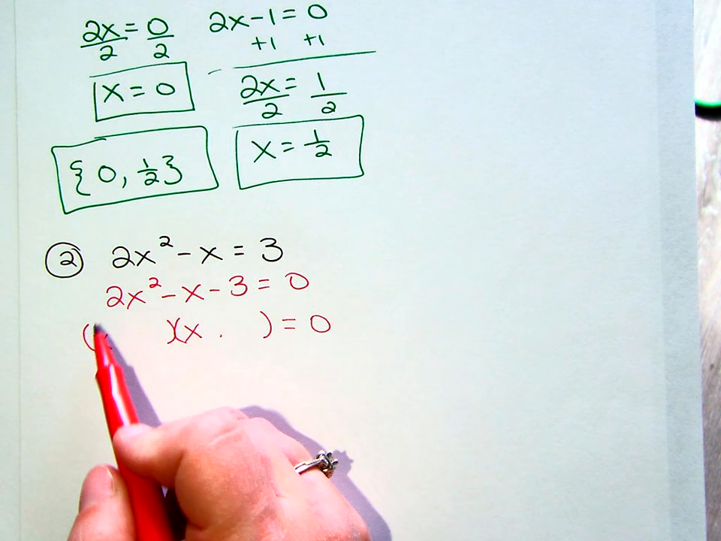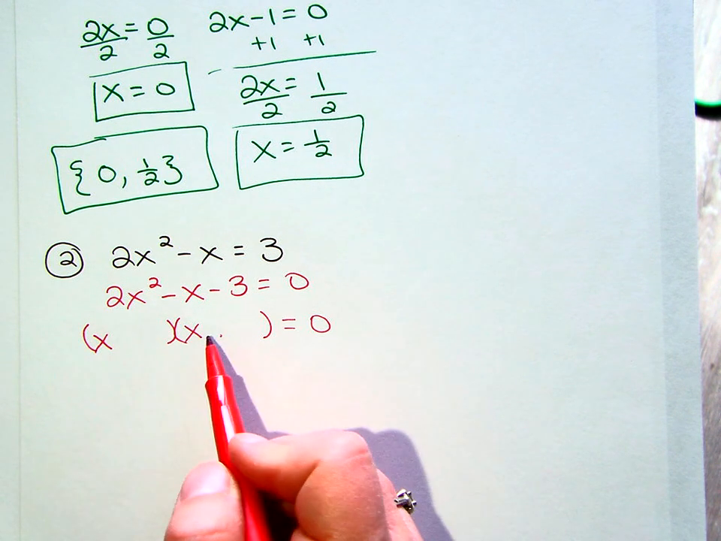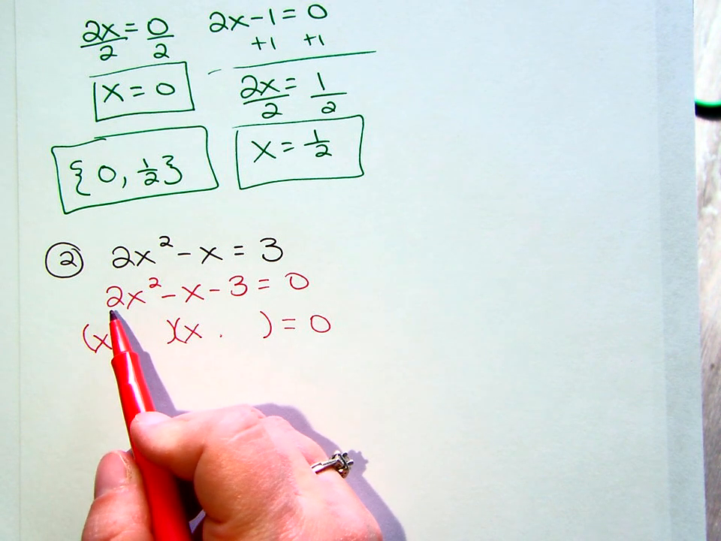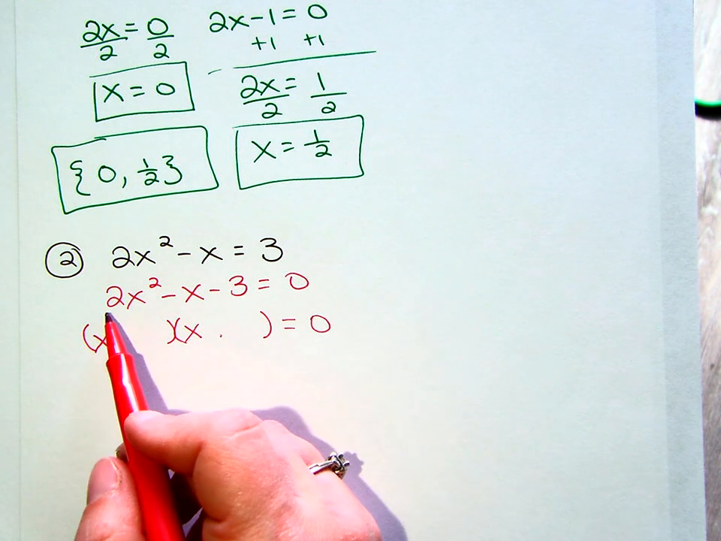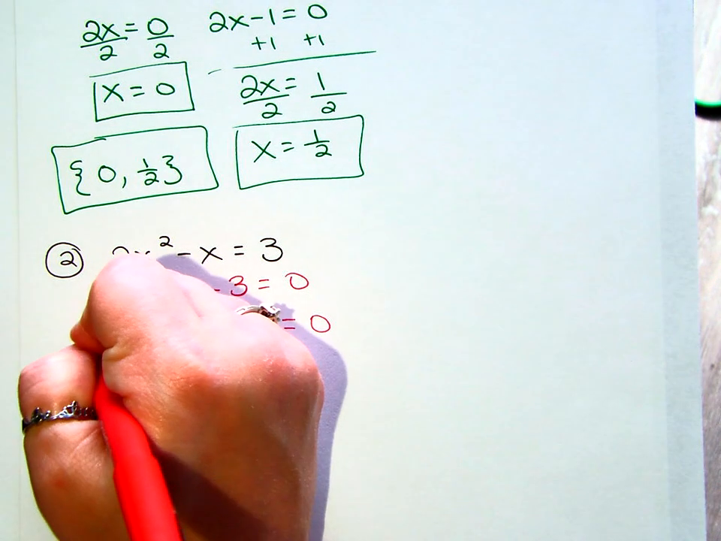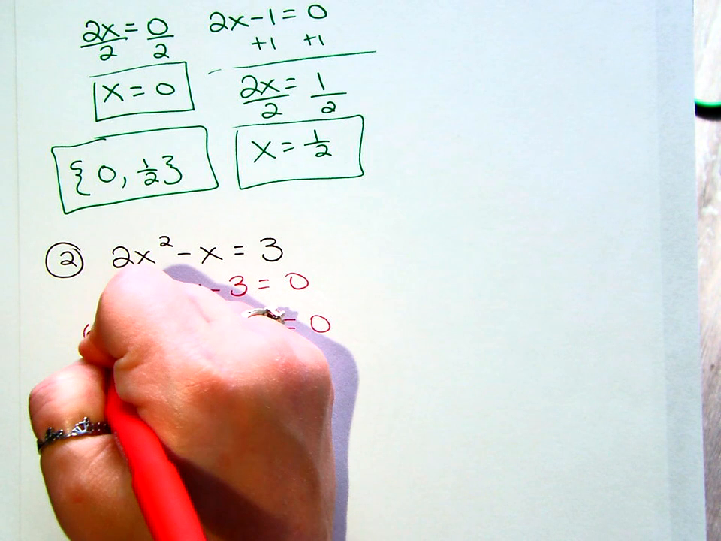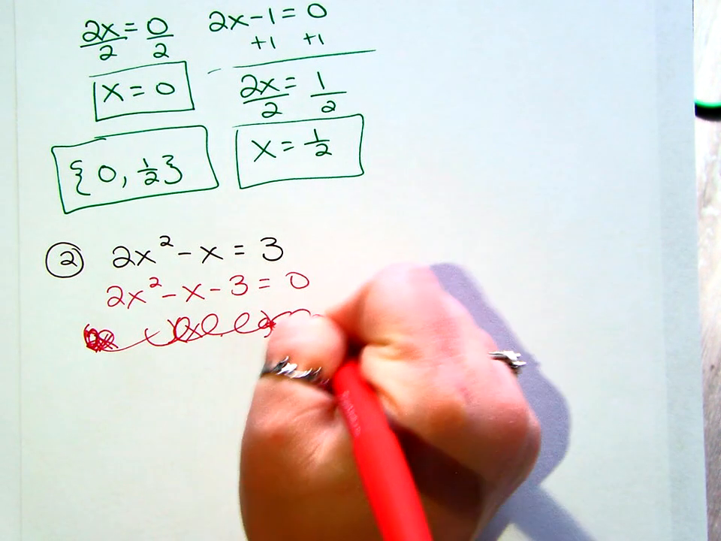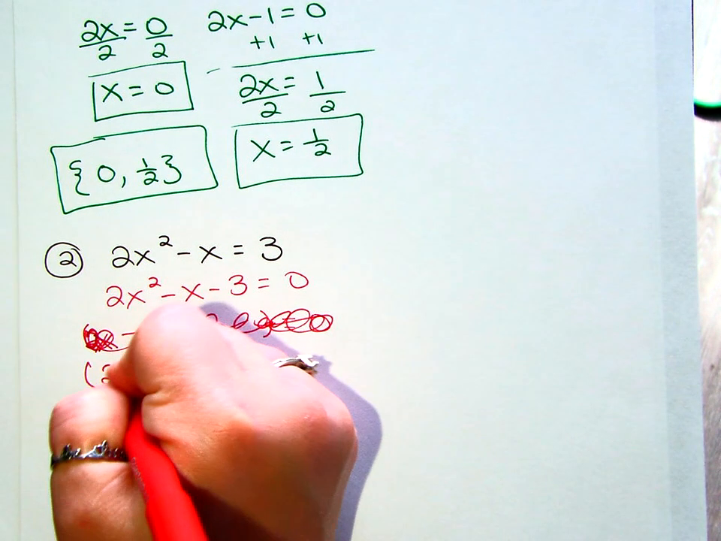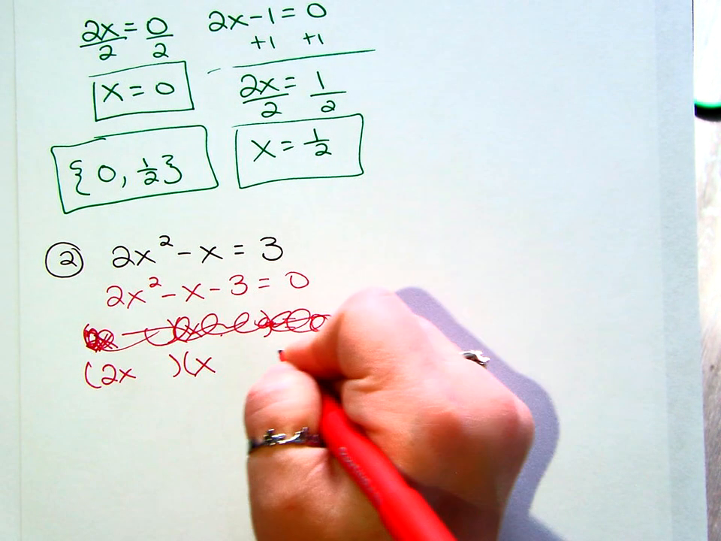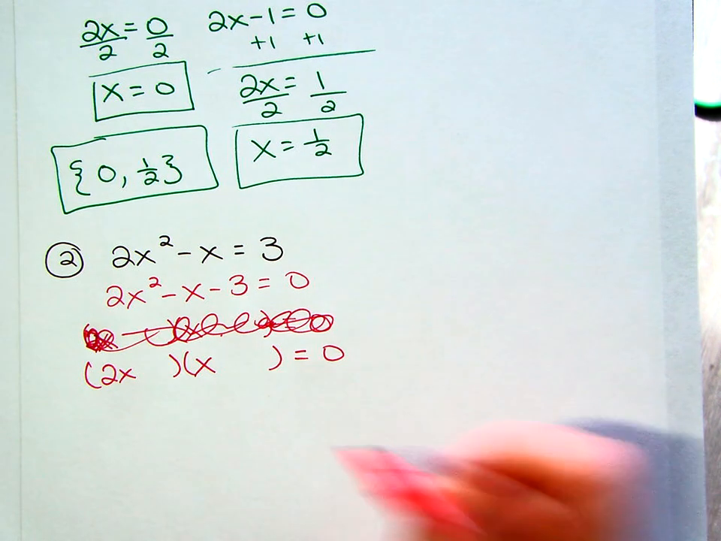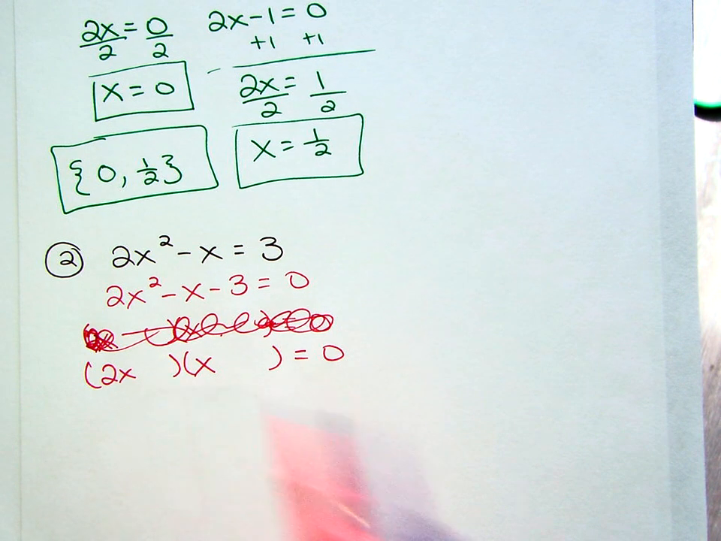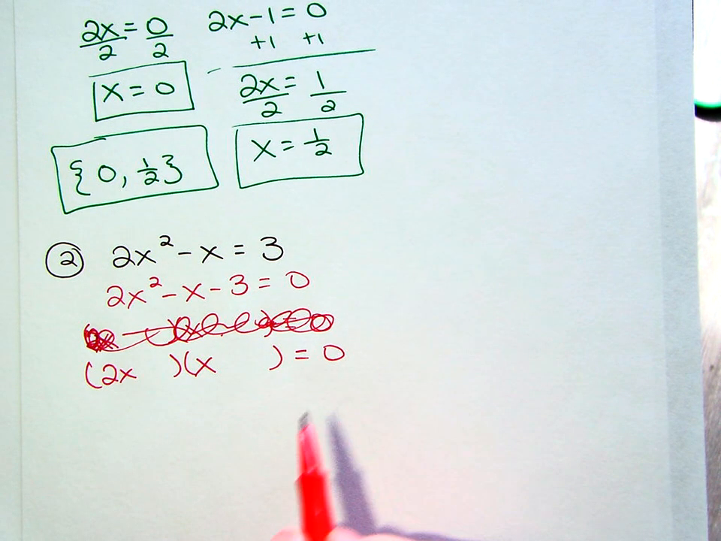Now, I do need to include the coefficients for this coefficient as well. So I have to think of what are the factors of 2. And we're in luck because the factors of 2 are just 2 and 1. So I'm going to stick a 2 in front of one of these. I should have given myself a little bit more room, so I'm going to rewrite it. 2x, just so I have a little bit more room, and x. And it doesn't matter if I put the x here or the 2x there. None of that matters.